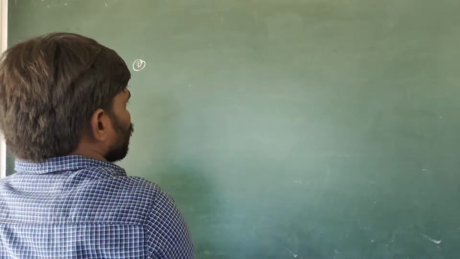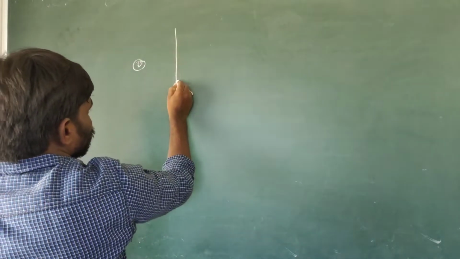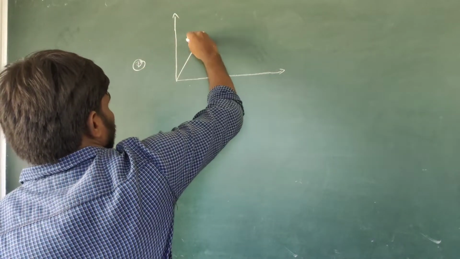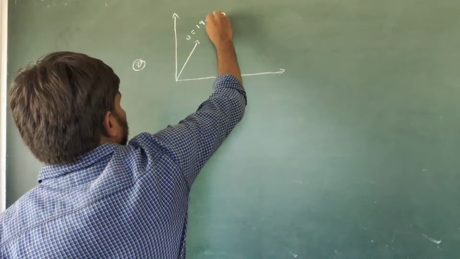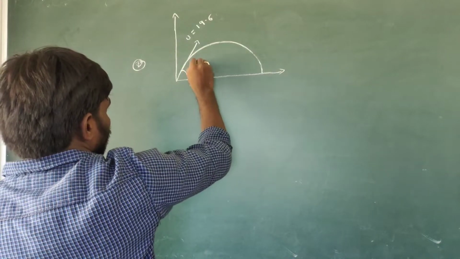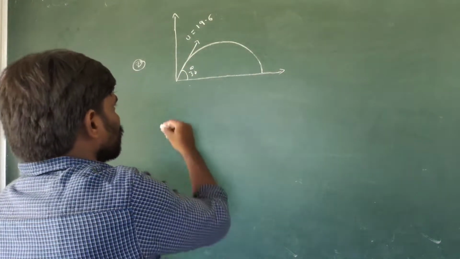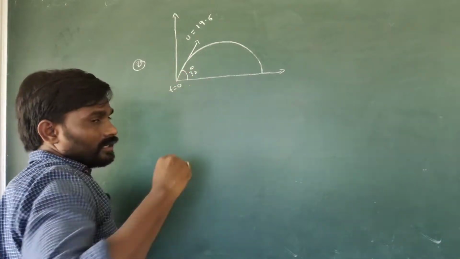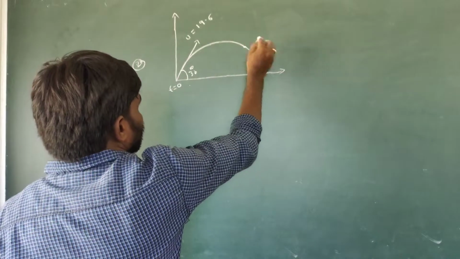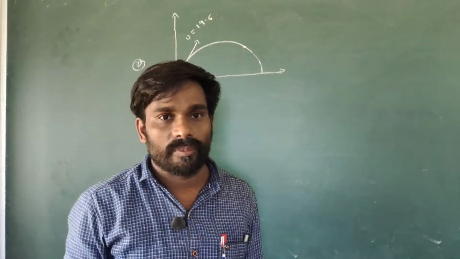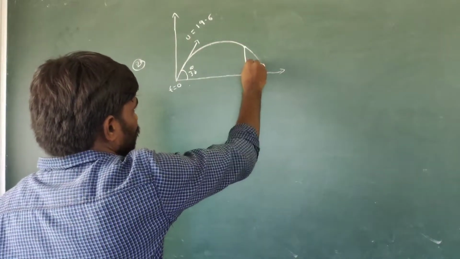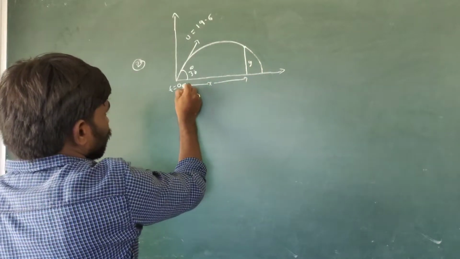What is the next problem? When a body is projected with some velocity u equal to 19.6, the body moves in a parabolic path. The angle of projection is 30 degrees. After 1.5 seconds, starting from rest at time 0, suppose the body reaches this place. Find the position of the body after 1.5 seconds. Position means the height y and the distance x; we will find both.